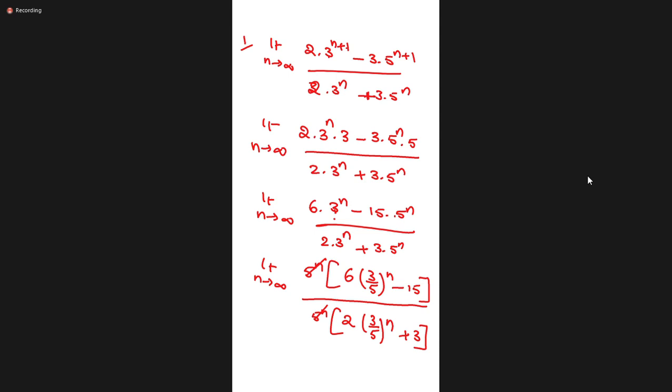These two cancel out. Now see, 3 by 5 is less than 1 or greater than 1? Less than 1. So this part is 0. 0 minus 15 by 0 plus 3. Your answer is minus 5. This model is very important.